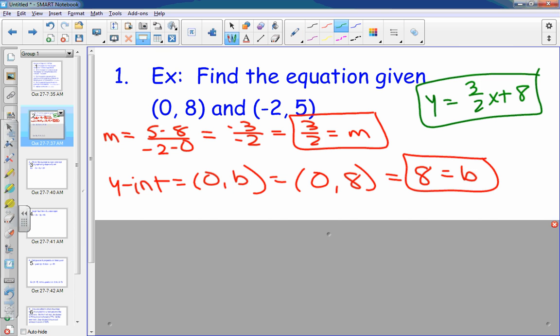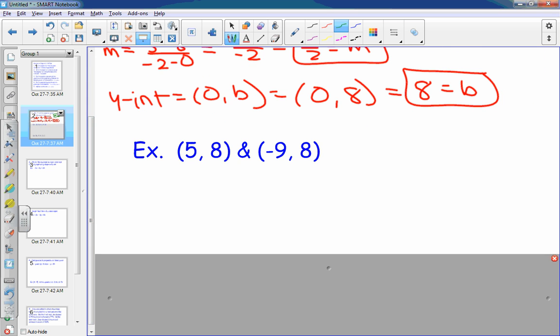It's very important that you know the information that they've given you. If you don't recognize the fact that that ordered pair 0, 8 is your b value, then you're going to spend a lot of time finding 8 whenever you already know it. I'm giving you both formulas on the test along with the slope formula. You may use any formula you want. Okay? Do we all understand the first example? Next example.